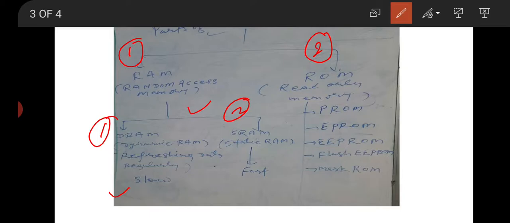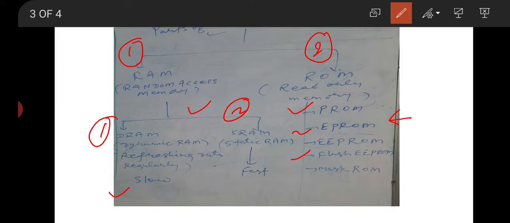And if we talk about ROM, there are some types of ROM. The first one is PROM, programmable read only memory. In this type of ROM, we can only write the program, that means record the information. It is not changeable or erasable. The second one is EPROM, erasable programmable read only memory. This type of ROM can be erased after recording the information.